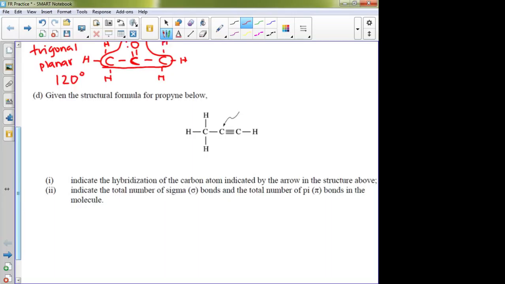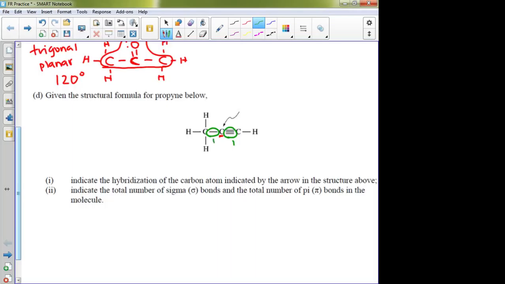D says, given the structural formula for propyne below, indicate the hybridization of the carbon atom indicated by the arrow in the structure above. So we're looking at this carbon here. How many areas of electron density surround that carbon? 2. Okay, remember, this triple bond just counts as 1 area of electron density, right? It's 1 clump of electrons, and then we've got that one right there. So 2 areas of electron density. So what hybridization is that going to be?